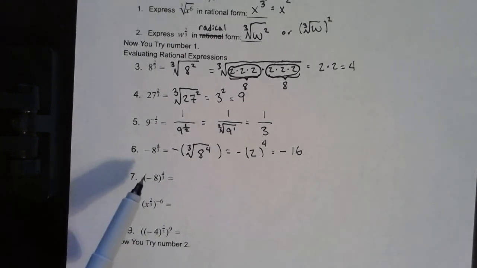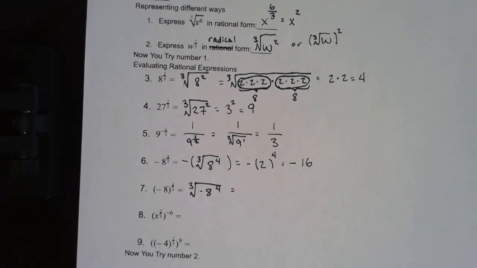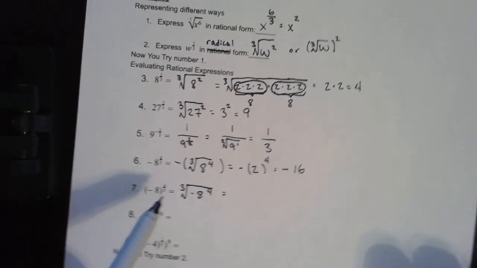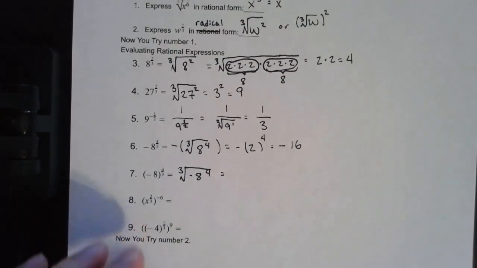So here in 7, we have the negative inside this rational exponent. Let's go ahead and see how that affects our answer. Once again, we want to write it in radical form first. So now we have the negative inside the radical. So we want to, again, take the third root first. The third root of negative 8 is going to be negative 2. Negative 2 times negative 2 times negative 2, or negative 2 to the 3rd power, is going to give us a negative 8.